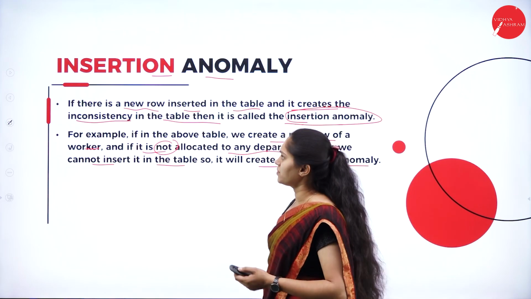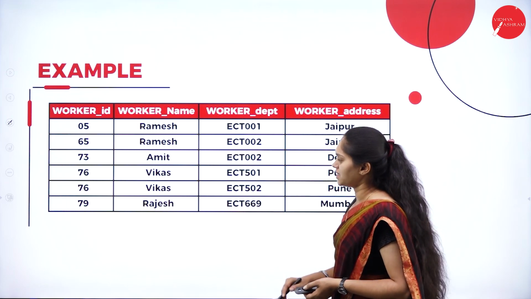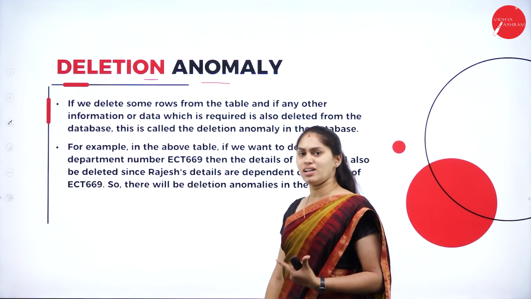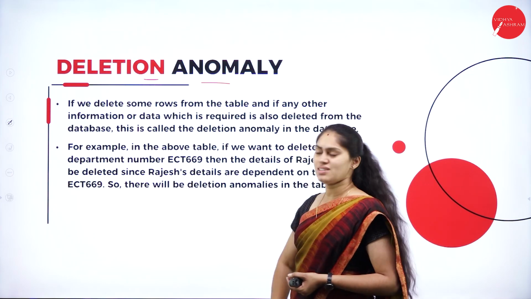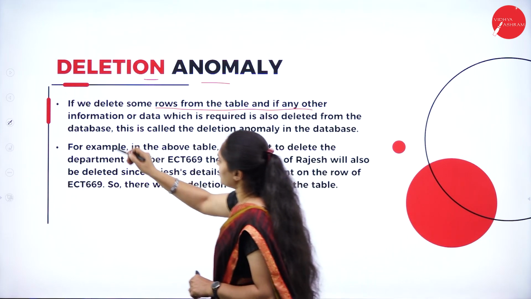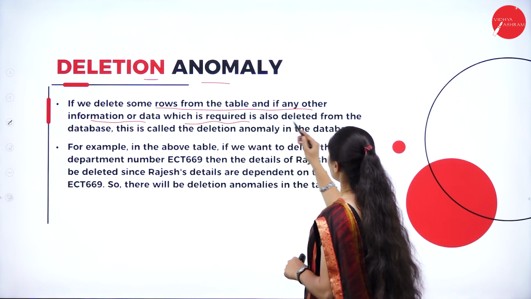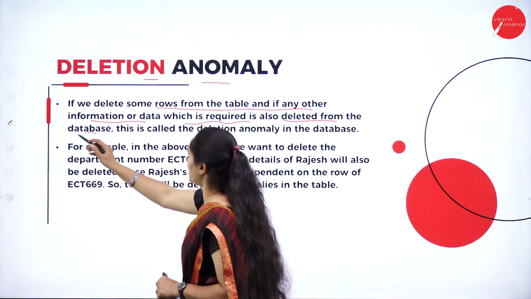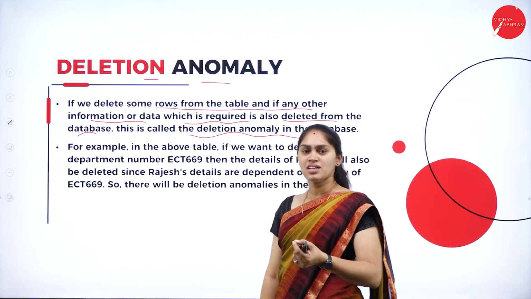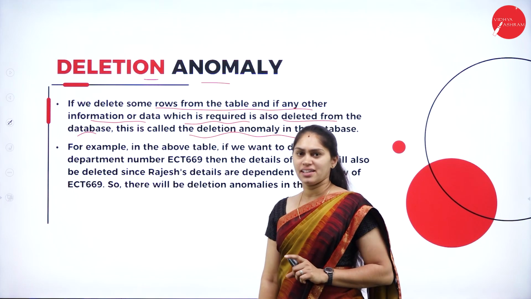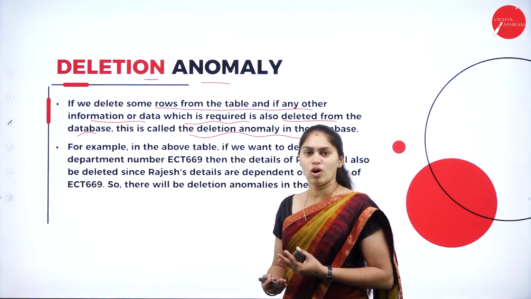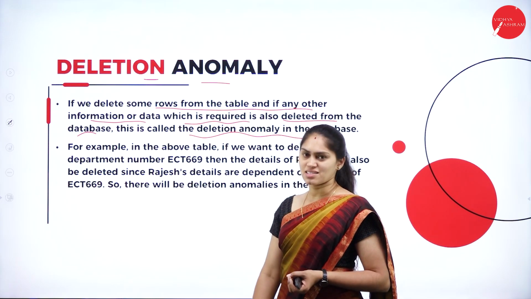Then what we have next, after this same example, we'll go with the next type, that is deletion anomaly. You got to know updation and insertion. Then what about this deletion anomaly here? If we delete some rows from the table and any other information or data which is required is also deleted from the database, then we call that a deletion anomaly in the database. Some content is dependent on another content. If I delete that particular content, then the other content is also going to be lost. So that kind of anomaly will be considered as what?